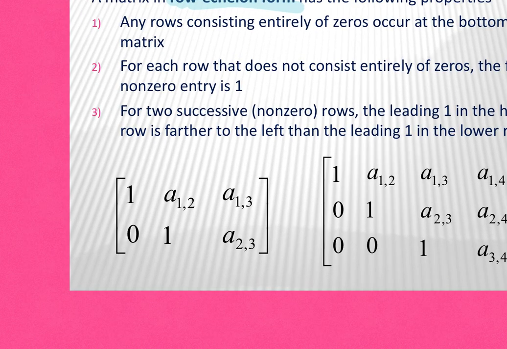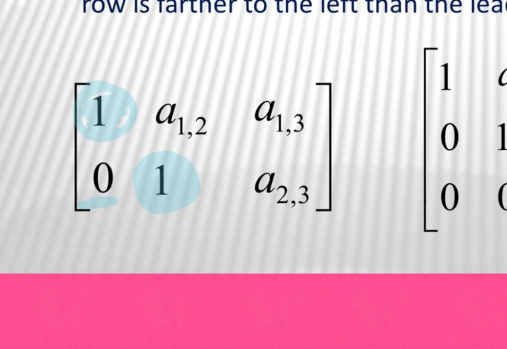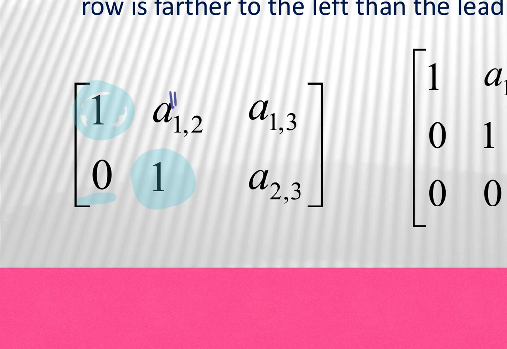So if I look at the 2 by 3, this first number is a 1. This one's a 0, which is fine. The next one needs to be a 1. So that would be in row echelon form. And then there will be numbers in all these places. So this could be like 1, 2, 3, 0, 1, 2. That would be row echelon form.